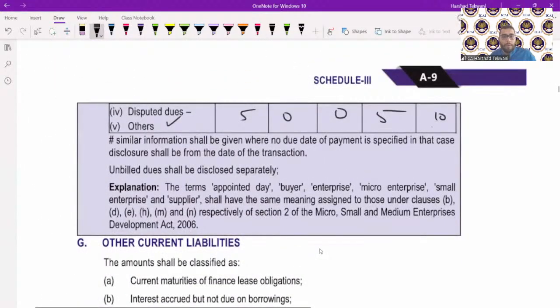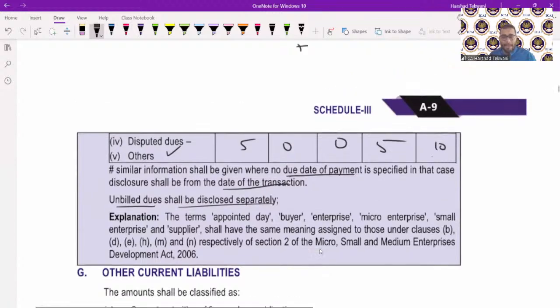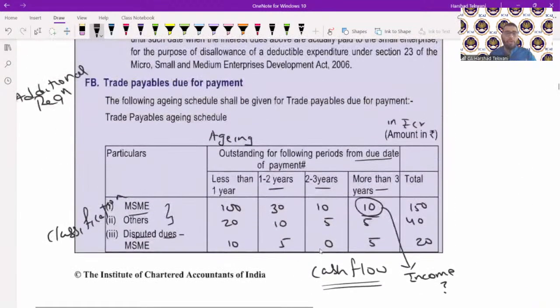Plus, sometimes it may happen that the due date of payment is not available on the invoice, then you need to consider the aging from the date of transaction. Unbilled dues are required to be disclosed separately. So this is how the whole amendment with respect to the payables has been brought into Schedule 3 to enhance the understanding of the users.